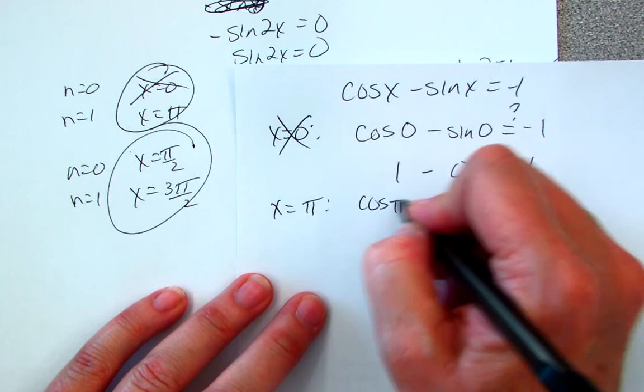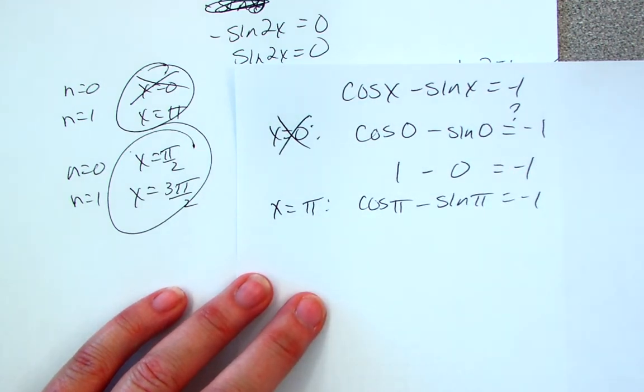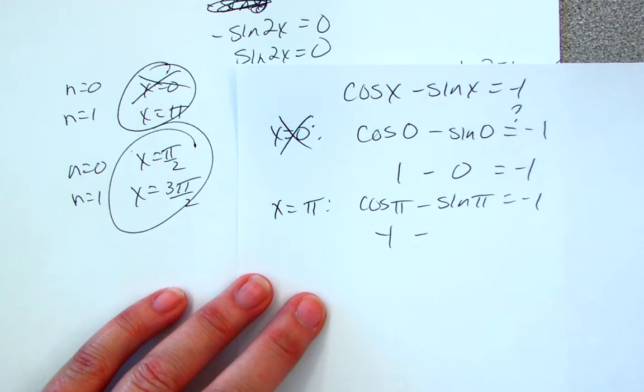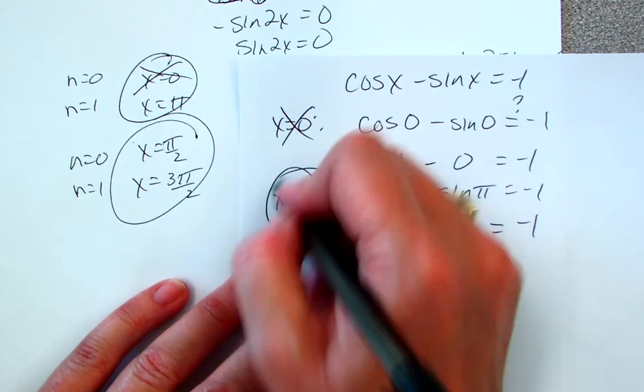Next. X equals pi. Cosine of pi minus sine of pi, does that equal -1? So let's see. Cosine of pi is -1. Sine of pi is 0. Is that a true statement? Yes. So far I have one solution.